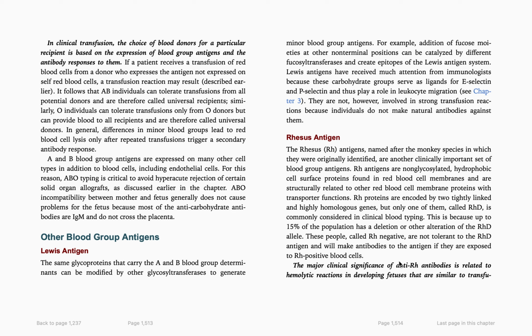A and B blood group antigens are expressed on many other cell types in addition to blood cells, including endothelial cells. For this reason, ABO typing is critical to avoid hyperacute rejection in certain solid organ allografts, as discussed earlier in the chapter. ABO incompatibility between mothers and fetus generally does not cause a problem for the fetus because most anti-carbohydrate antibodies are IgM and cannot cross the placenta.